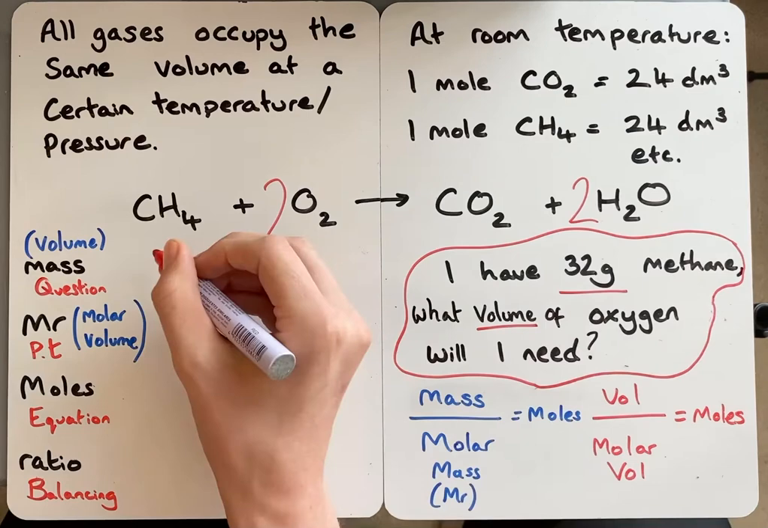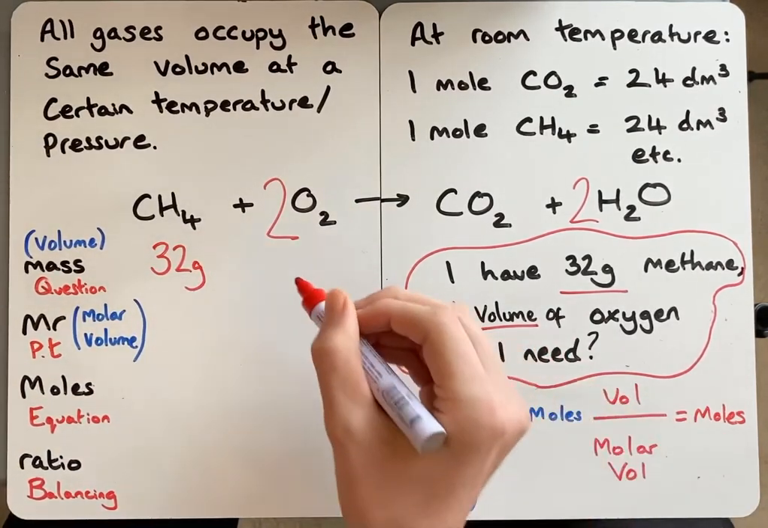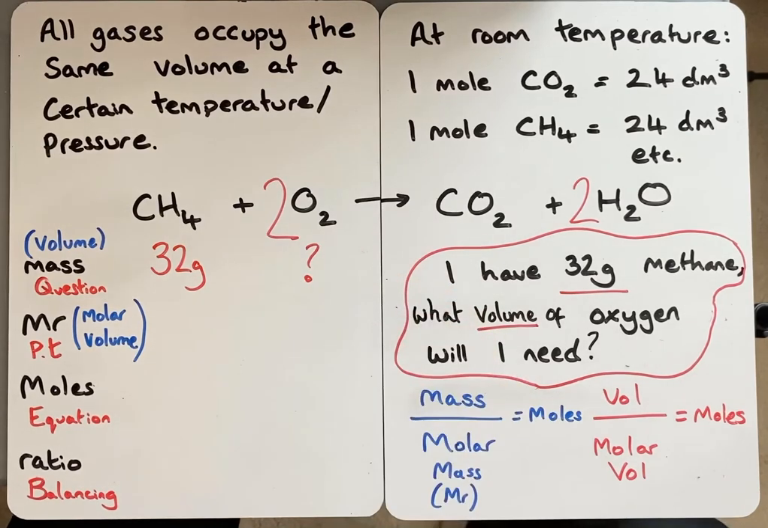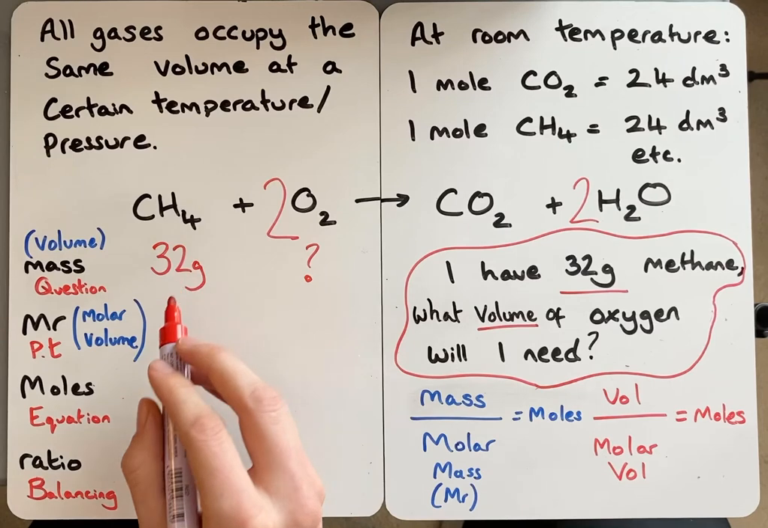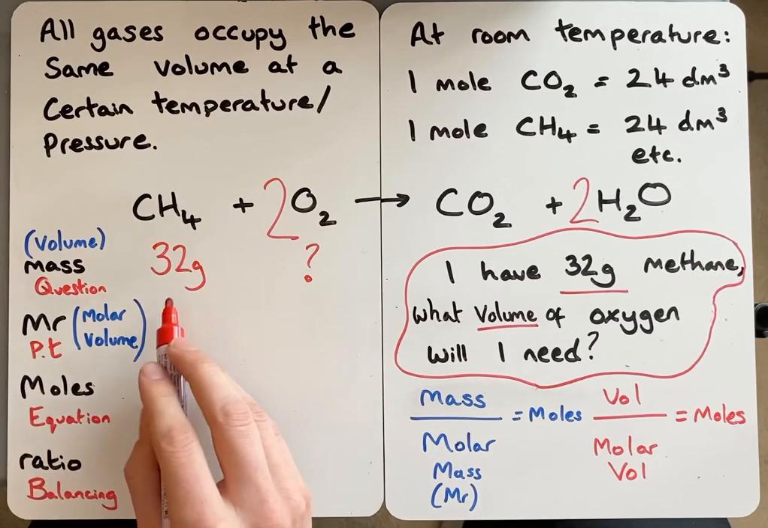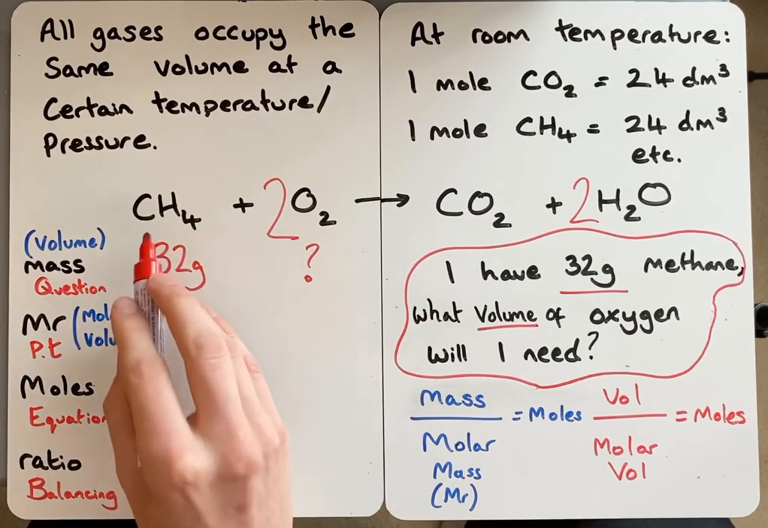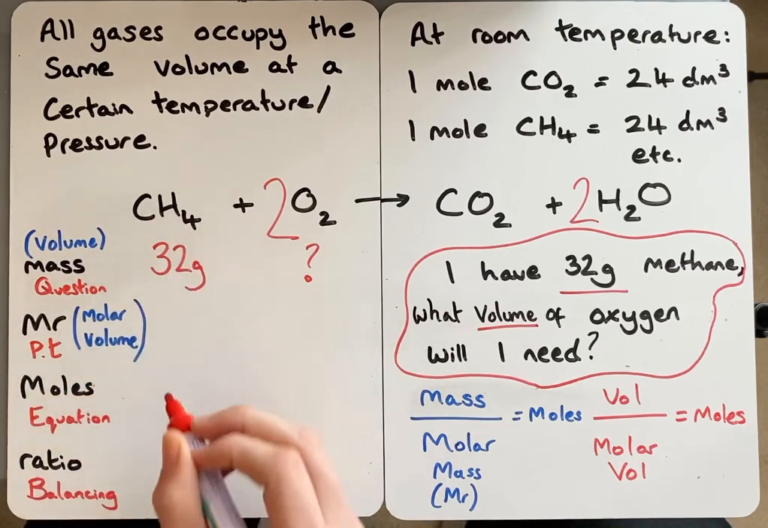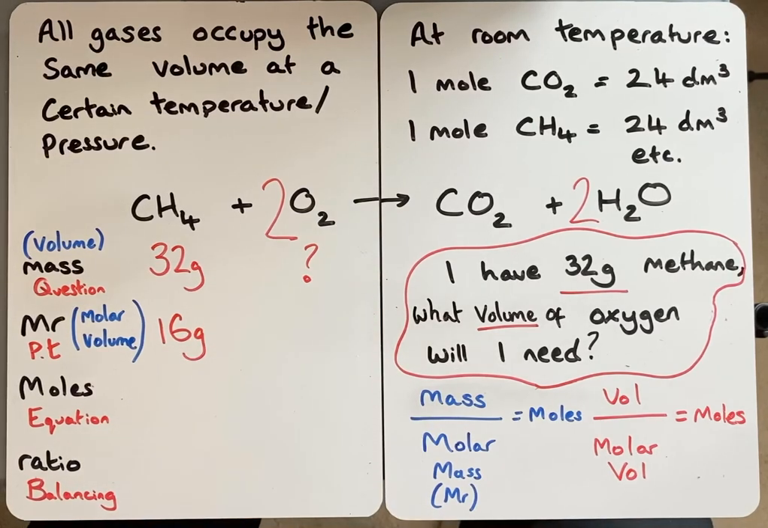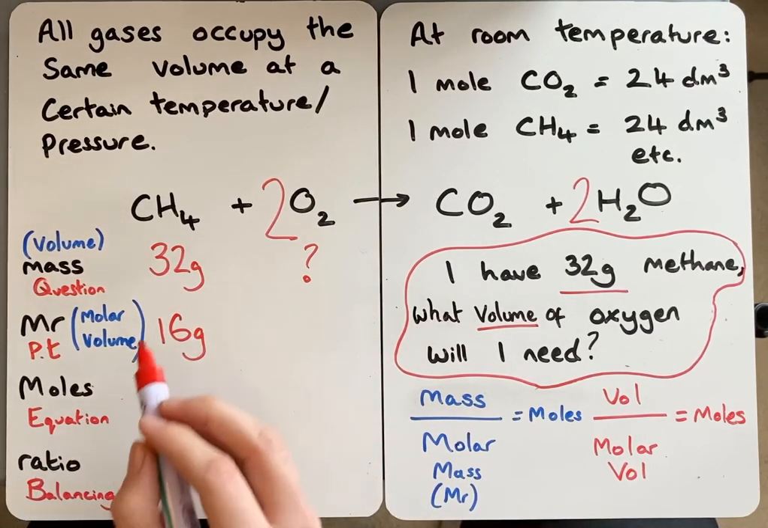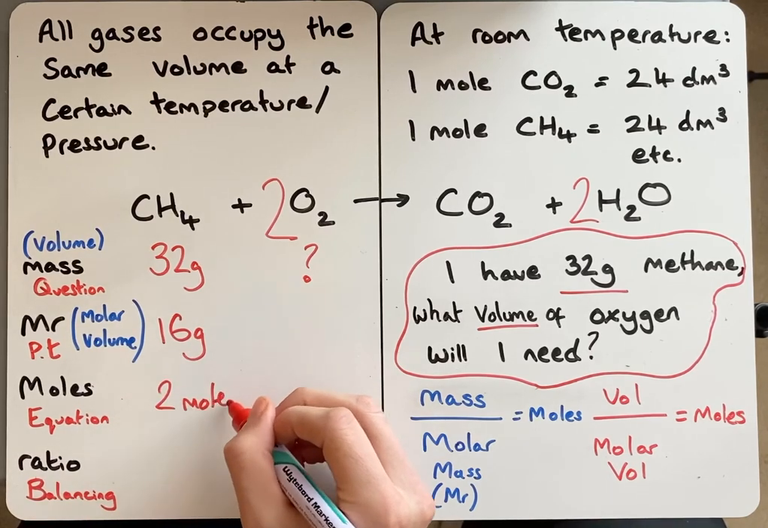Now we look at our question and find out what information we are given. We have 32 grams of methane. What volume of oxygen will I need? That's a volume, not a mass. We do what we've done so far with reacting masses. So firstly, we need the molar mass, because we're working in masses of methane. So CH4, 1 carbon, 4 hydrogens, that's 16 grams is the molar mass from the periodic table. When we work out the moles, 32 divided by 16 gives us 2 moles of methane.